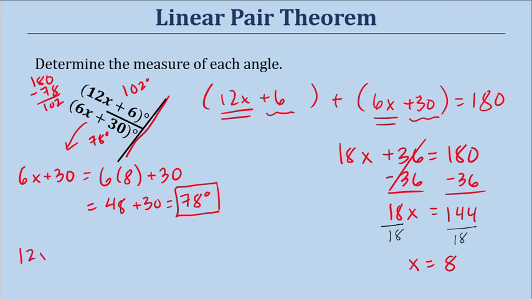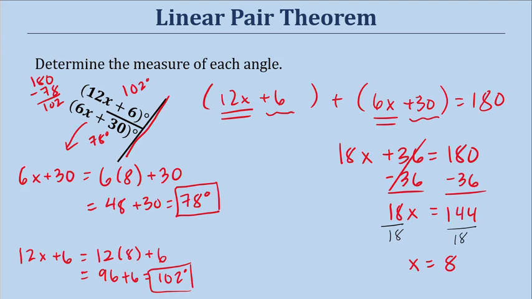Or I could plug x into the other angle, which is 12x plus 6, giving me 12 times 8 plus 6. 12 times 8 is 96, plus 6 is 102 degrees. And while I could choose to do either way, I personally do both, because that way I can check that I have the correct x value, and I can check that my values match, and I haven't made any mistakes.